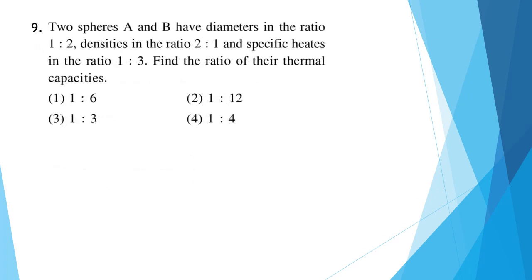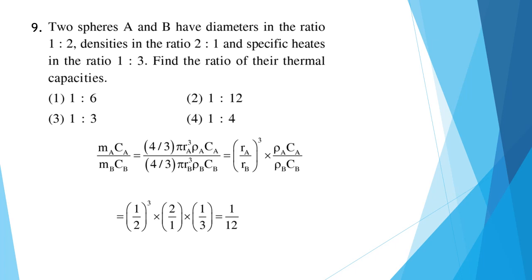Question 9. Two spheres A and B have diameters in the ratio 1:2, densities in the ratio 2:1, and specific heats in the ratio 1:3. Find the ratio of their thermal capacities. So we'll take MA and CA. MACA divided by MBCB will be equal to the given formula.